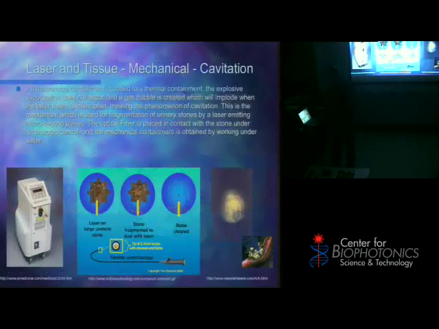You can also use this cavitation to break stones, kidney stones. You can go inside with a fiber optic to where the stone is. You can make these fast pulses of the laser. That again causes this cavitation, which causes the stone to break up into little pieces, and hopefully the pieces are small enough they can flush through your system.